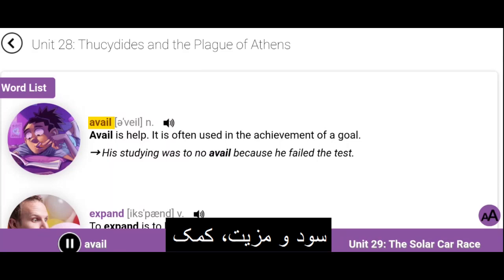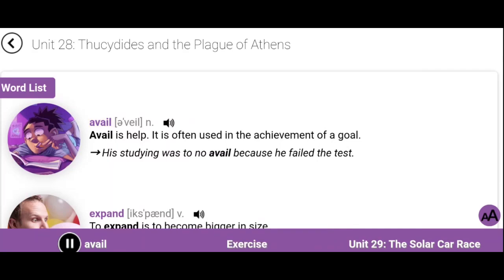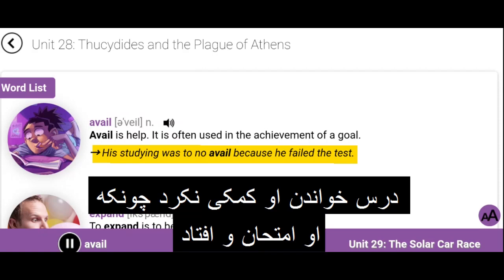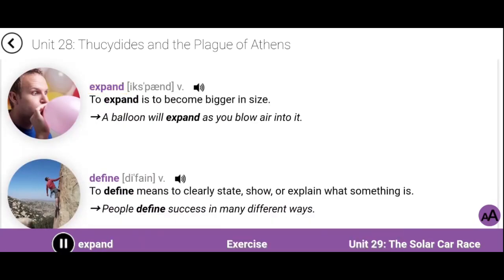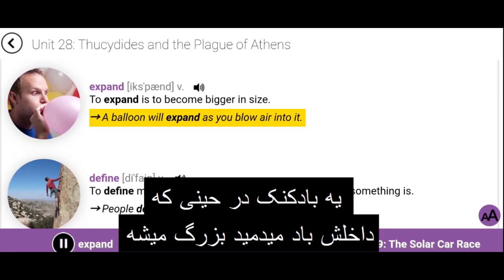Avail. Avail is help. It is often used in the achievement of a goal. His studying was to no avail because he failed the test. Expand. To expand is to become bigger in size. A balloon will expand as you blow air into it.